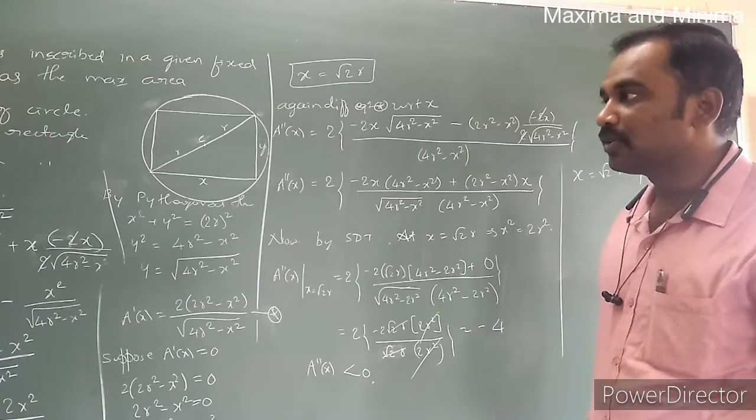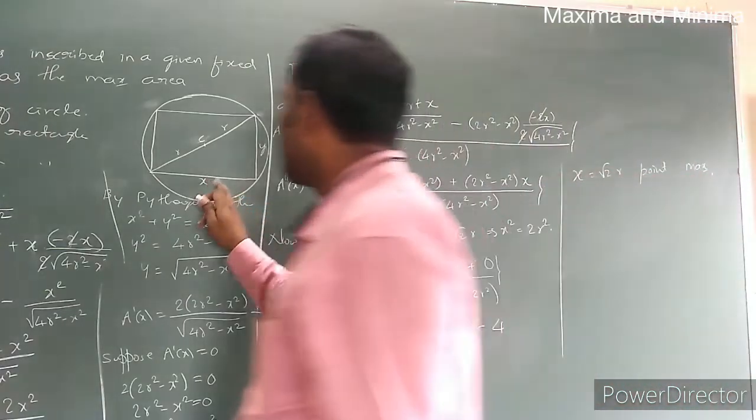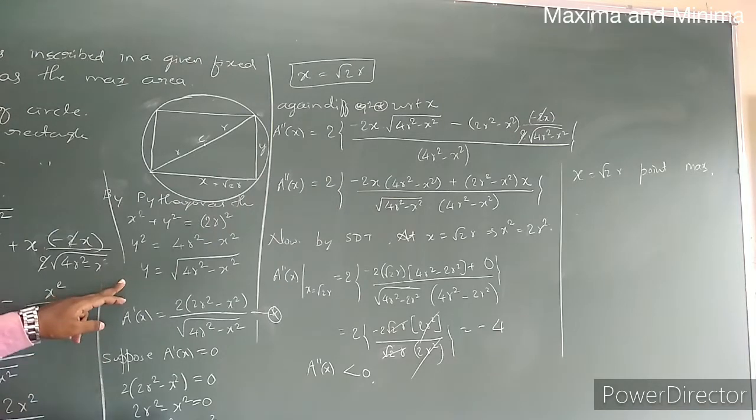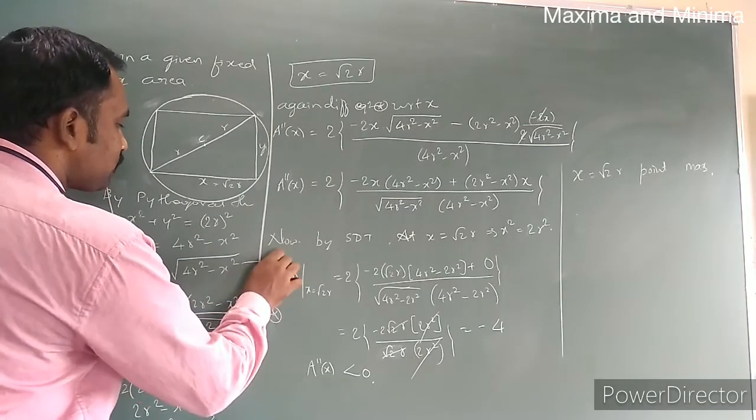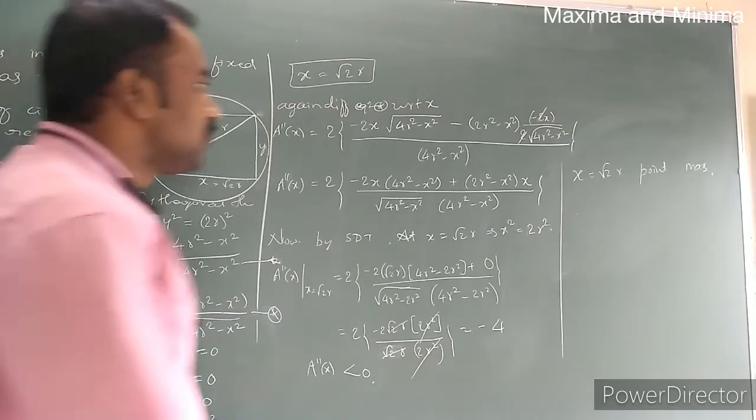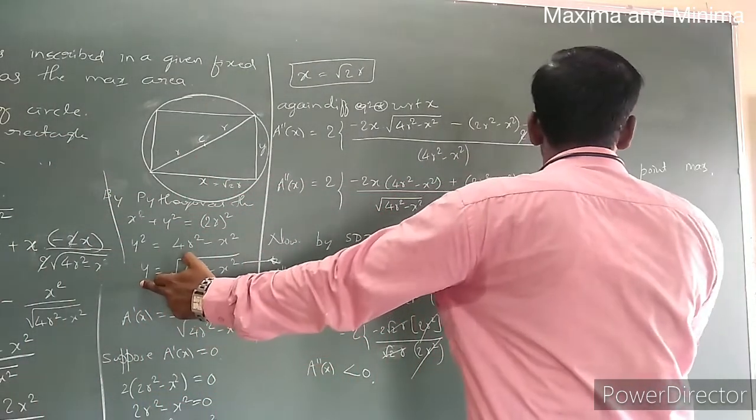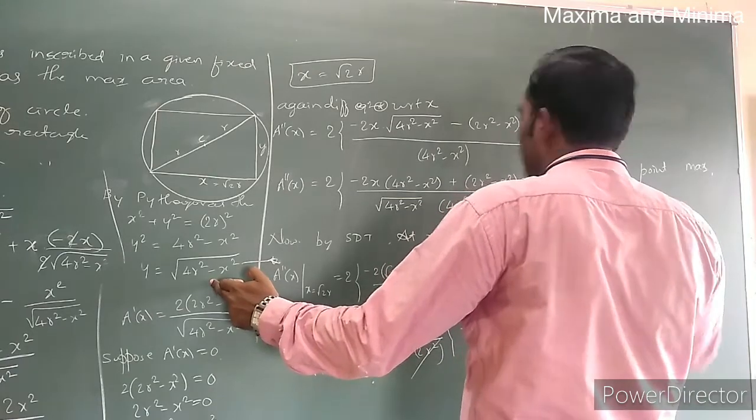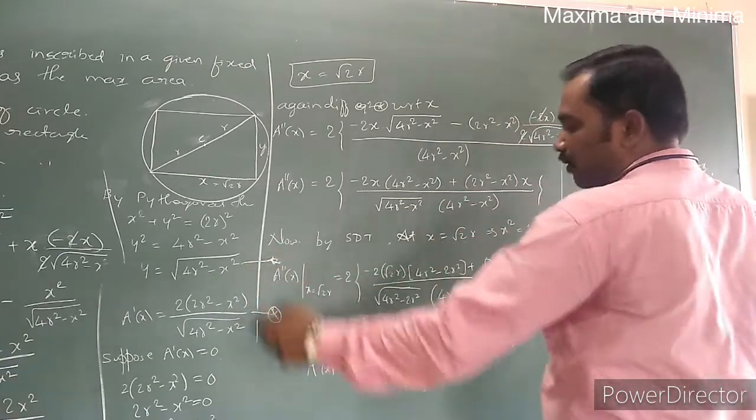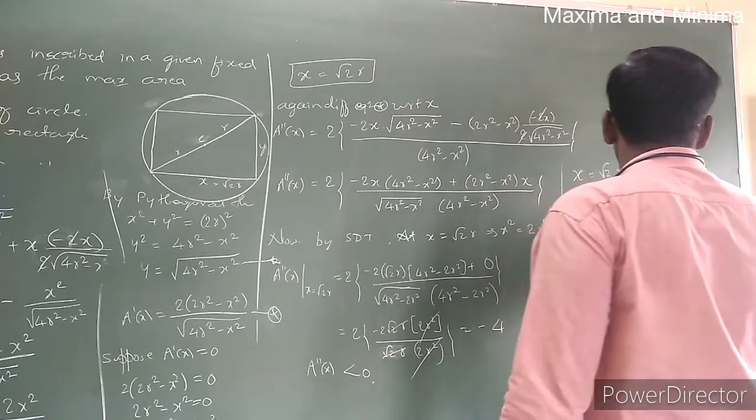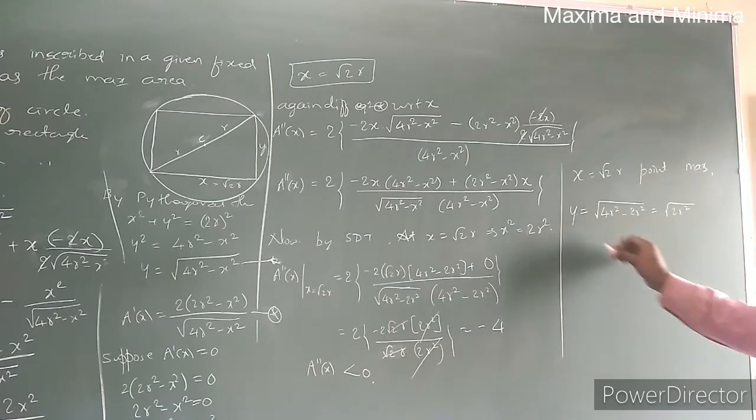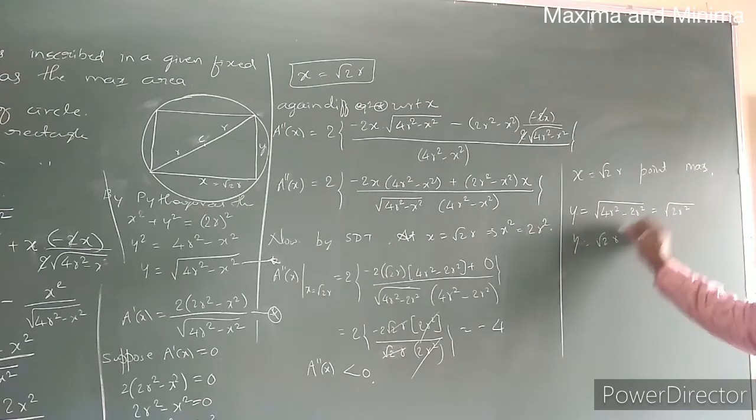What about the y value? If the side length of the rectangle is root 2 into r, how do you get the y value? From this, y is equal to root of 4r square minus x square. What is the x square value? X square value is 2r square. Simplify: root of 4r square minus 2r square, this is 2r square. Y is equal to root 2 into r.